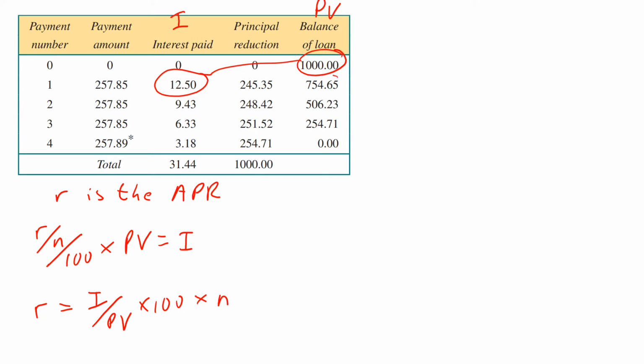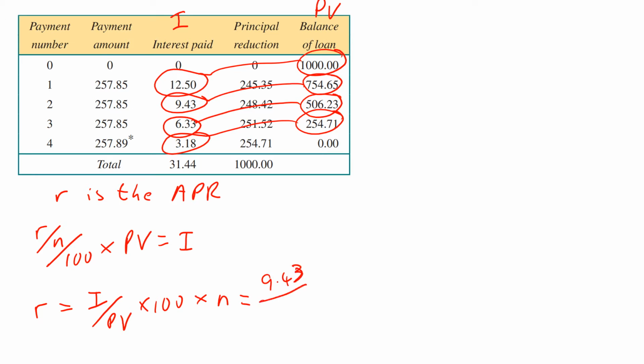So for example, any of these pairs will link up. So any of them will work. Notice they drop down a line. That's very important. So let's try 9.43 divided by 754.65 times 100 times 4. Pretty close to 5% per annum. If you do a bit of rounding off, you'll probably find it works out fine. That's how you do it.